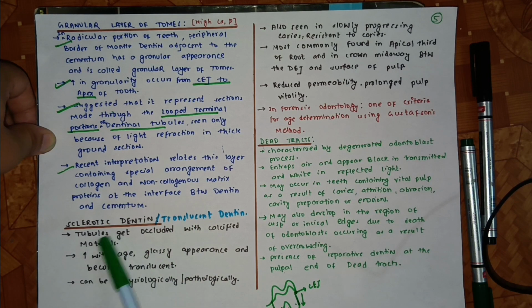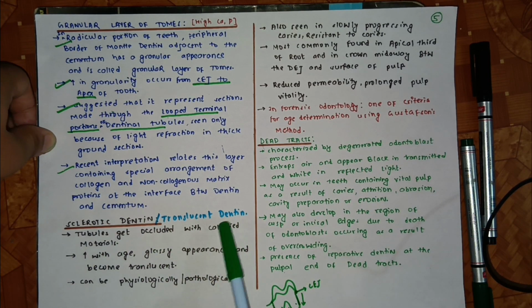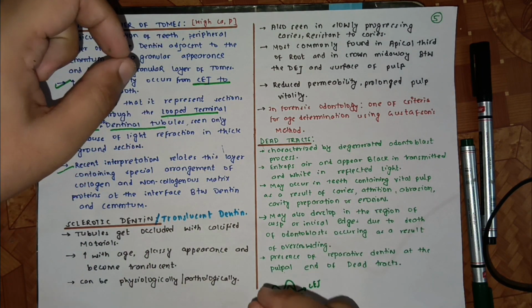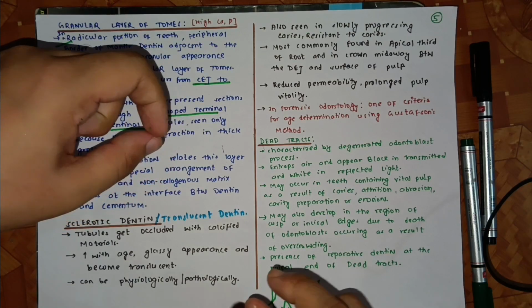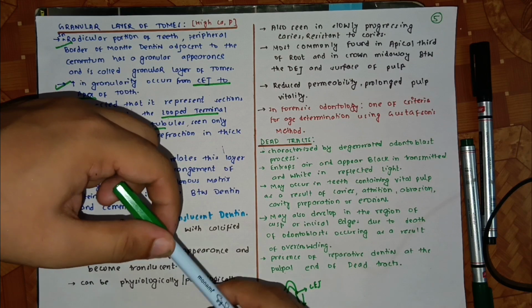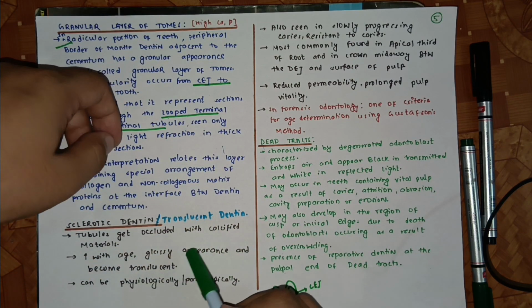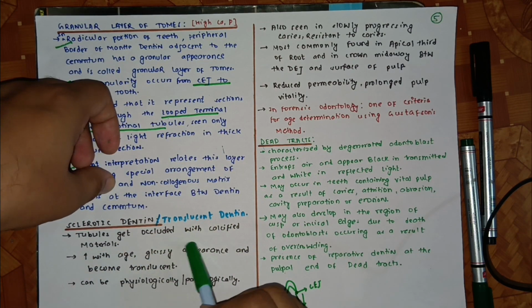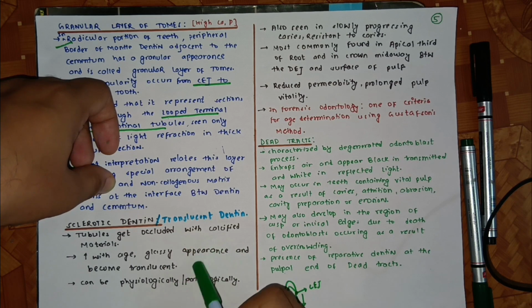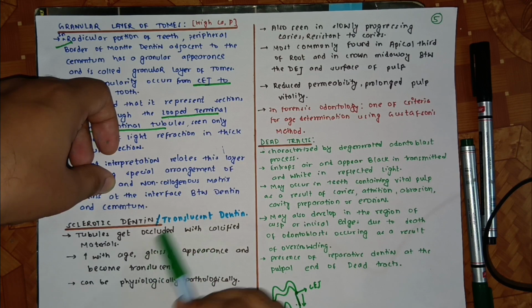Now our next topic is sclerotic dentin, or translucent dentin. In sclerotic dentin, you should remember that the dentinal tubules are translucent when we see them under the microscope. It is because the peritubular space in the dentinal tubule is occupied by calcium, so calcium occludes that space and causes the translucency. So it is also called translucent dentin.